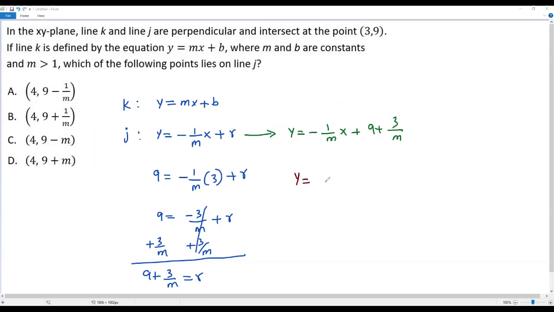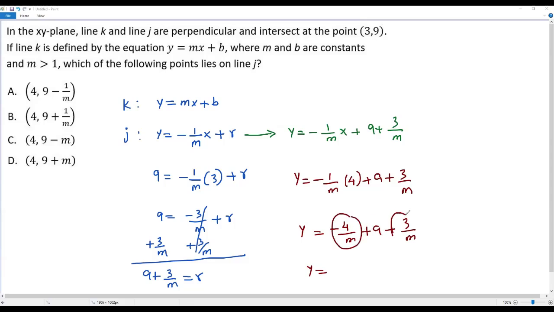Okay, now let me plug in the x coordinate 4 for x over here. Then I'm getting y equals negative 1 over m times 4 plus 9 plus 3 over m. Then, when I multiply this negative 1 and 4, I'm getting y equals negative 4 over m plus 9 plus 3 over m. Okay, now let me write this 9 at first, and I'll write these two terms together because both terms have denominator m. So 9 plus 3 over m, negative 4 over m. I'm writing this negative 4 over m at last.